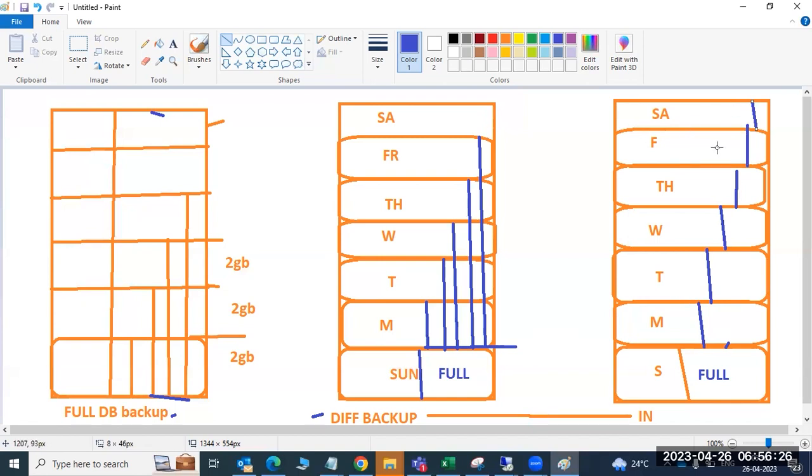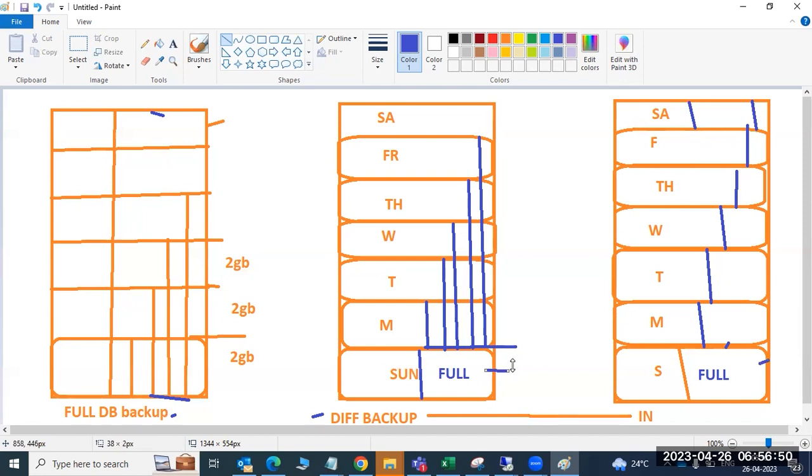It won't touch the previous day's backup. So with an incremental backup, if you want to restore, you have to restore all the days. So many files are required for the restore. But with the differential backup, you require only two files.